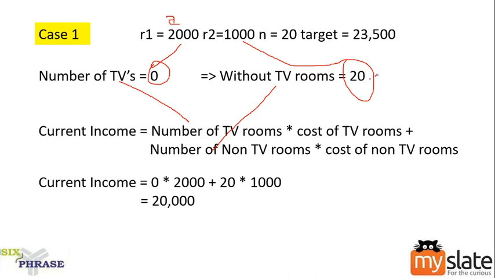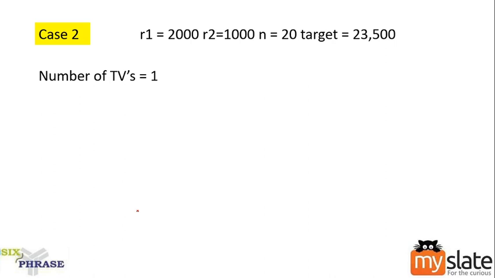But your target is 23,500. So if I don't have a TV at all, I'll get only 20,000, which is less than target. So which means I should buy one TV. Okay. So next case 2, we will buy one TV. Okay. If I buy one TV, one room will have a TV, remaining 19 rooms will be without TV. Clear? When you buy one TV, exactly one room will have a TV, remaining 19 rooms will be without a TV.